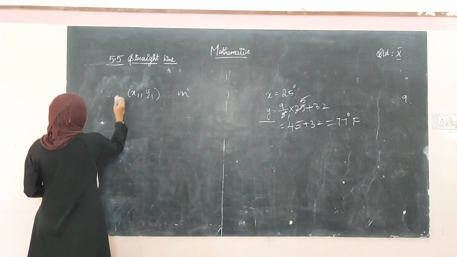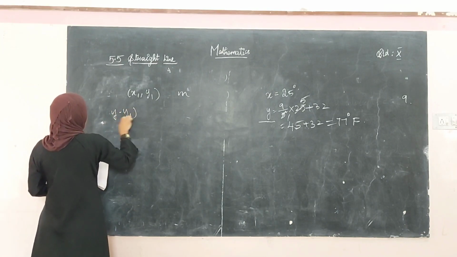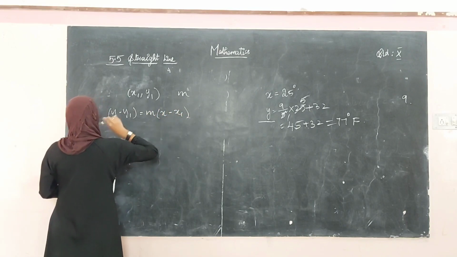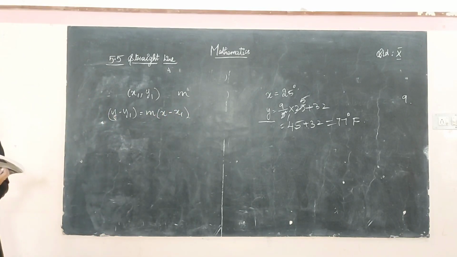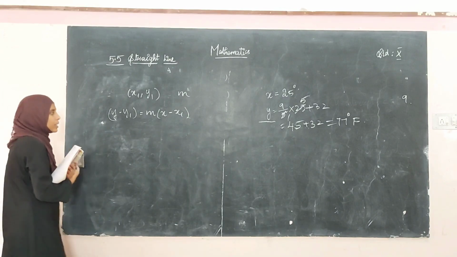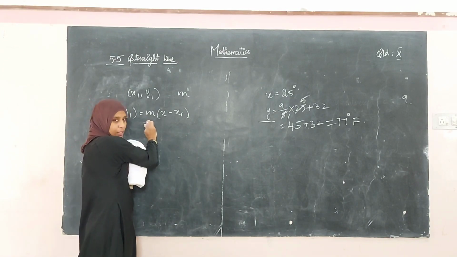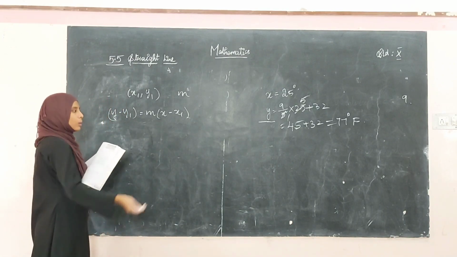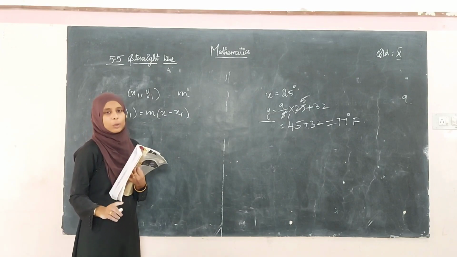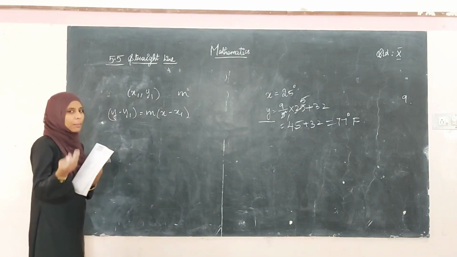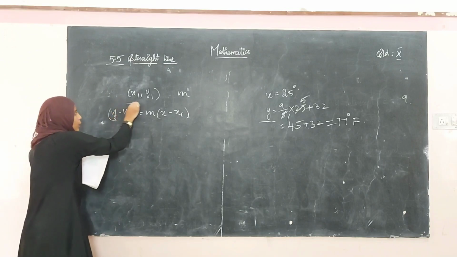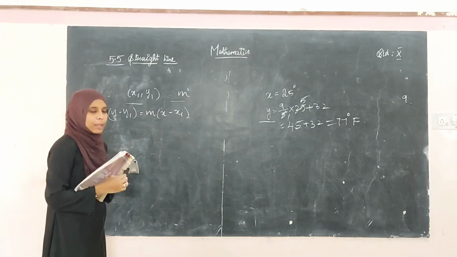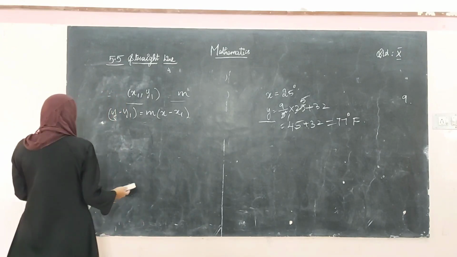Okay, so you can use the formula y minus y1 equal to m into x minus x1. Got it? y minus y1 equal to m into x minus x1. This is the formula for finding the equation of the straight line when a slope and the point is given. Before this, when a slope and a y-intercept were given, the equation of the straight line was y equal to mx plus c. But when a point and a slope are given, the equation will be in the format of y minus y1 equal to m into x minus x1. Let us see the example.